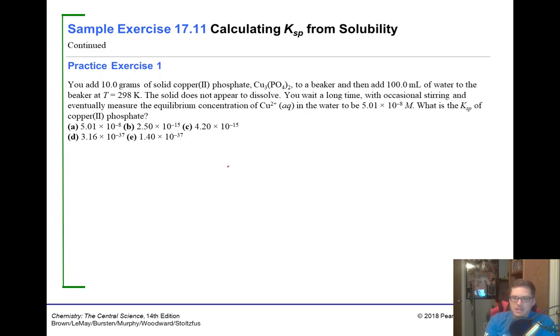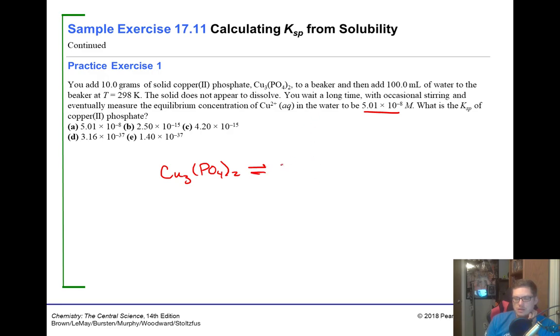Now it says calculate KSP from solubility. It says you add 10 grams of solid copper phosphate to a beaker and then add 100 milliliters of water to the beaker at 298 Kelvin. The solid does not appear to dissolve. You wait a long time with occasional stirring, eventually measure the equilibrium concentration of copper in the water to be this. What is the KSP? All right, so let's think about this. So we want to find the KSP. So copper 3 phosphate. So essentially what they're saying is this sucker's insoluble. This 10 grams is just telling you that they put a lot in this solution. Okay, we're not going to have to use that value.